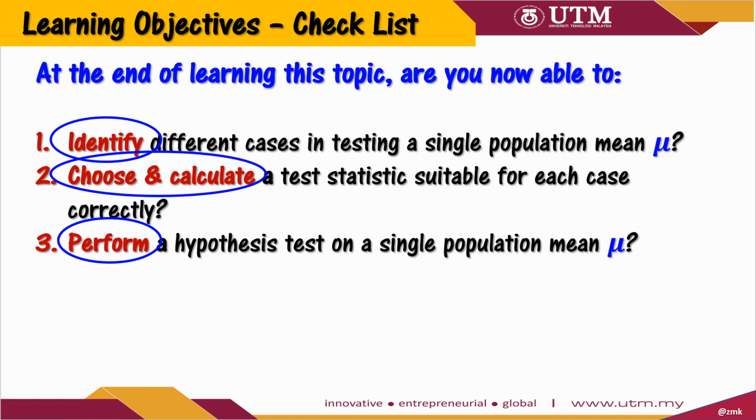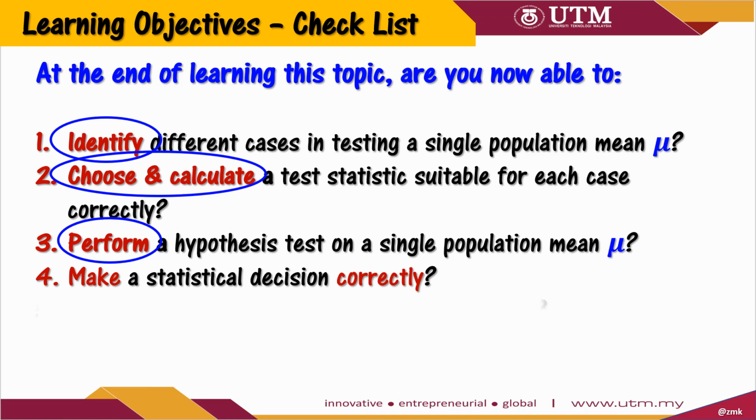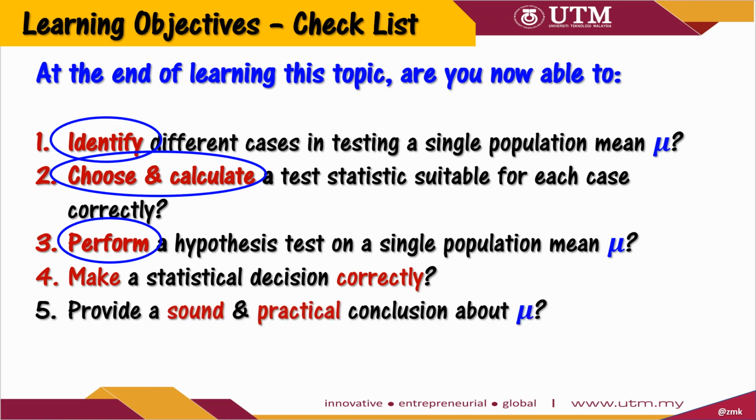Lastly, are you now able to achieve the fourth and the last learning objective of this topic? Make sure at the end you know how to make a correct decision and hence write a sound and practical conclusion about the population mean mu.